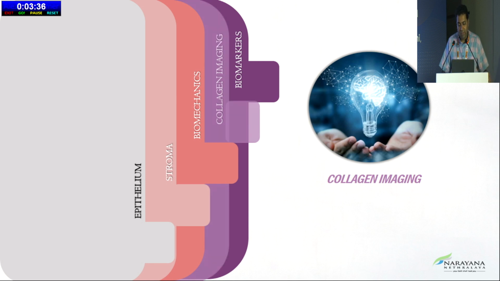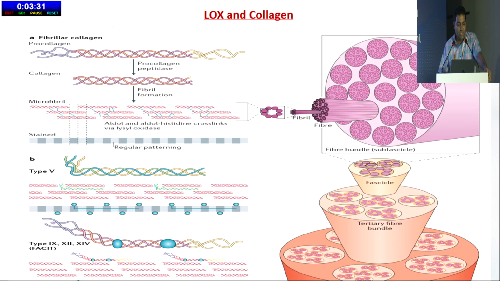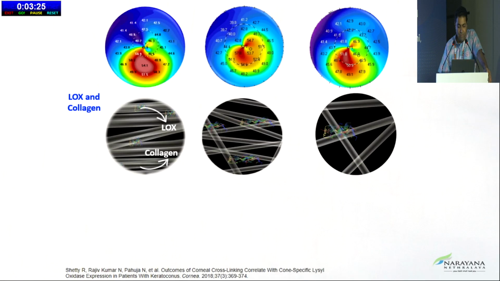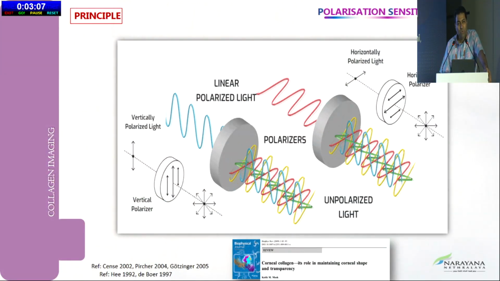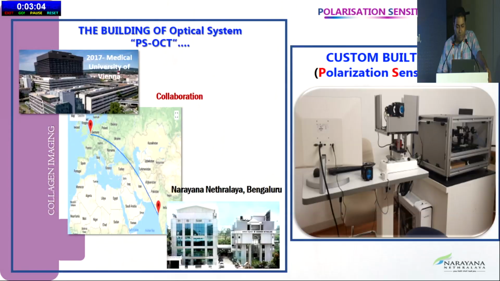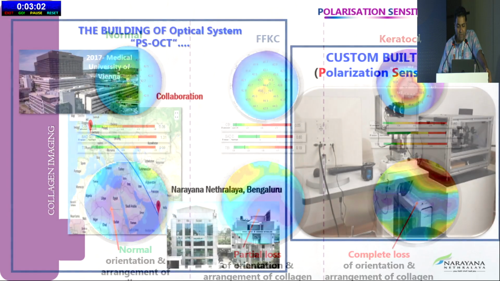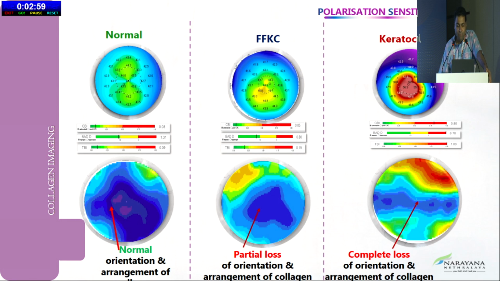We started working on collagen imaging in 2015 because we wanted to study the real factors which change in keratoconus, because these are important factors. The collagen, your lysyl oxidase which holds them, because different corneas have different types of collagen, and topography is not a factor to look at to know what is going to happen, what kind of collagen you have. It uses polarization. Birefringence is the principle. We collaborated with a few centers, and we started building the first collagen imaging.